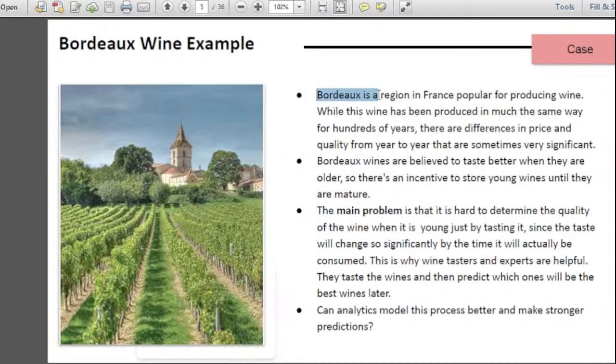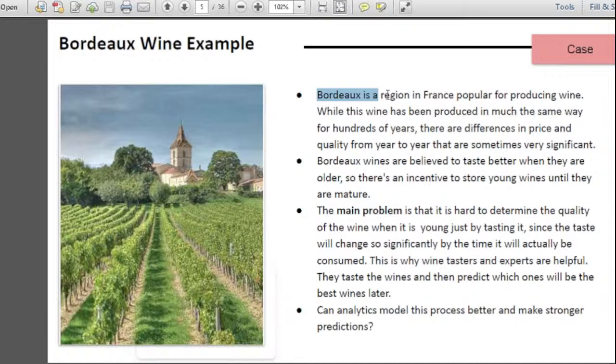So what happened? Bordeaux is a region in France popular for wine producing. I'll quickly run through this, because it's the background about the case. While this wine has been produced in much the same way for hundreds of years, there are differences in price and quality from year to year, sometimes very significant. Bordeaux wines are believed to taste better when they are older, so there's an incentive to store young wines until they are mature.